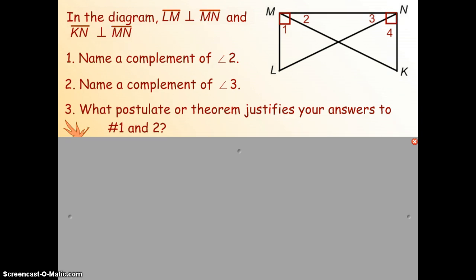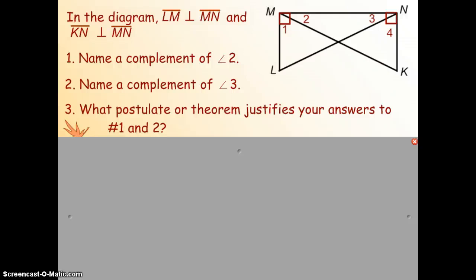This also works when we're talking about complements. Take a look at this diagram. Segment LM is perpendicular to segment MN, and segment KN is perpendicular to segment MN. Notice that I put the right angle boxes in there for you.